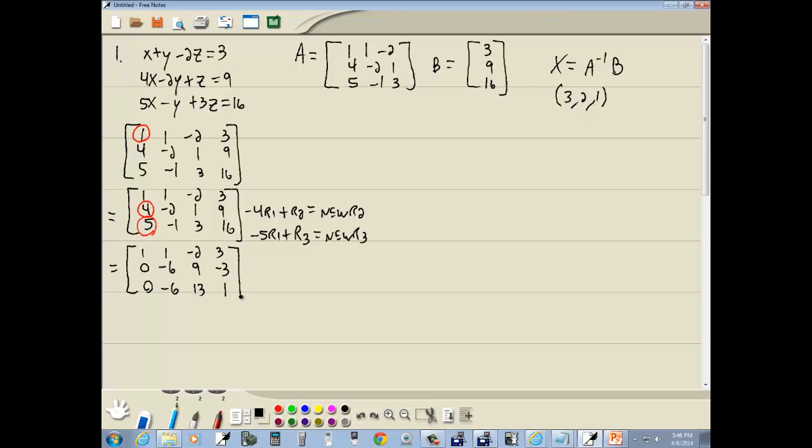Now, I have trouble with these myself. I make basic math errors. So the calculator will help us check to see whether we did it right or not.